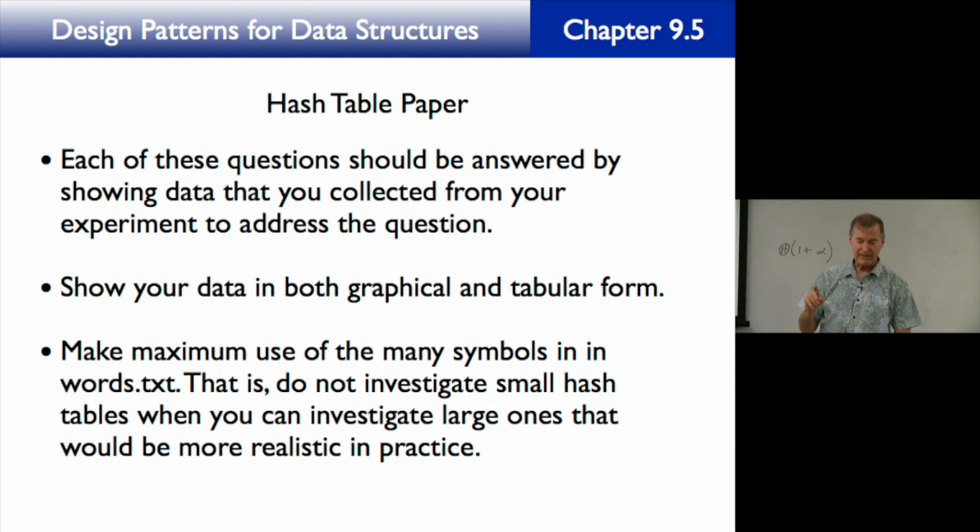And here's one: do you remember how many words there are in words.txt? There's thousands, aren't there? Well, don't dink around with 10. Don't dink around with small. You've got thousands of words. Don't mess around with tiny little examples to make your point when you've got this huge amount of data that you can process. Make maximum use of the many tables in words.txt. Don't investigate small hash tables when you can investigate large ones that would be more realistic in practice.